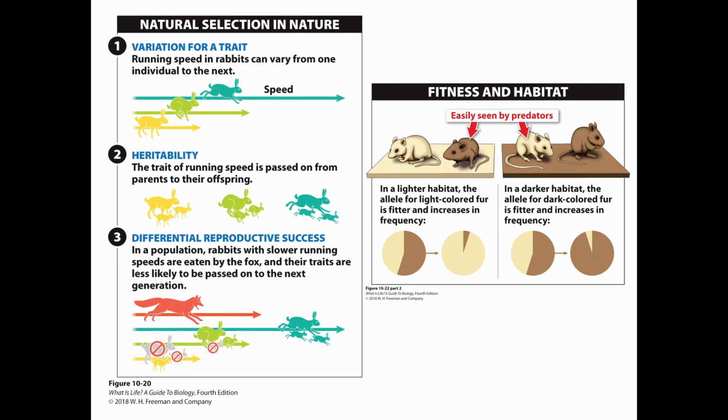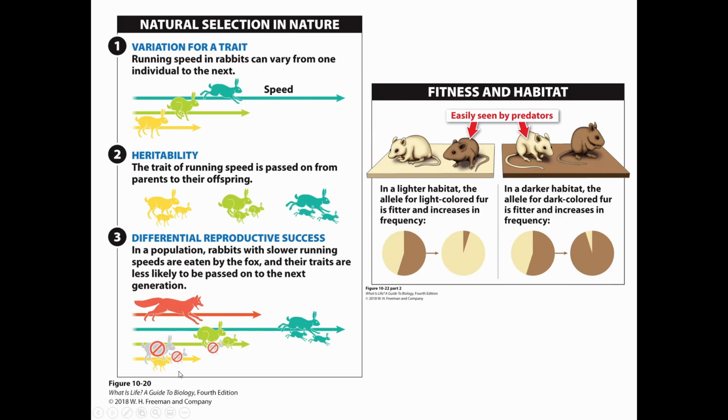So, natural selection in nature. Let's say we're looking at speed in rabbits. Now, speed in rabbits would be beneficial because you can get away from predators. So we see that some rabbits are faster than others. There's our variation. And there's something related to genes that gives them the speed, so it's inherited. So the slow rabbits have slow babies. The fast rabbits have fast babies.